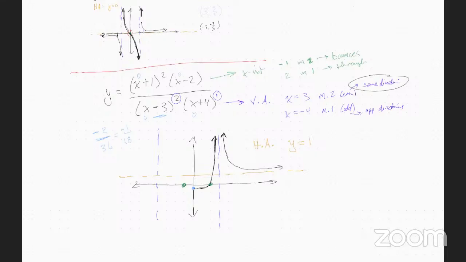Well, what does it do at the zero of -1? Is it going to go through, or is it going to bounce? It bounces. So it's going to go like this, because it bounces. It doesn't go through that zero. Got what I'm saying?